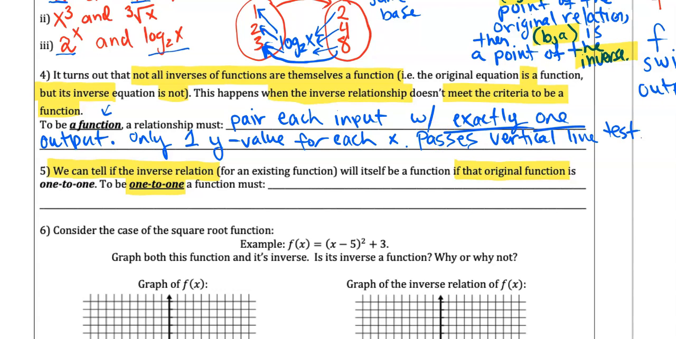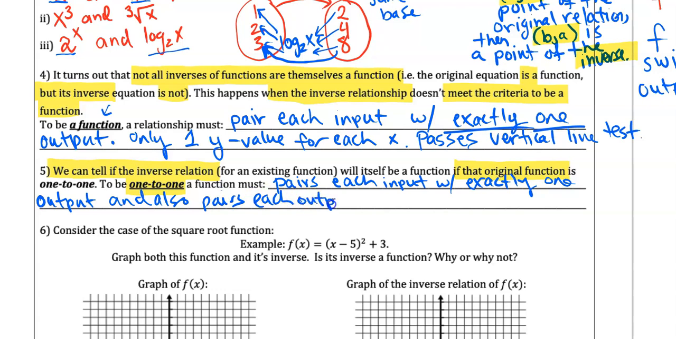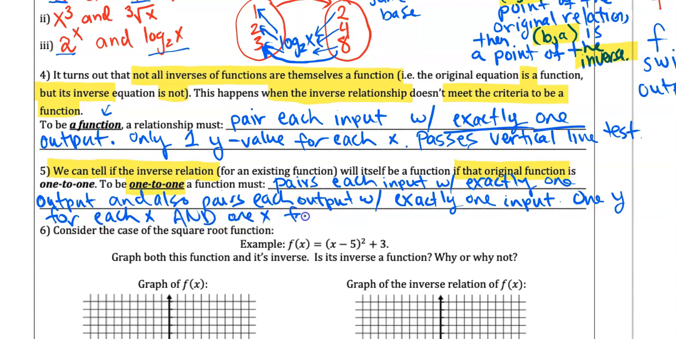So what does it mean for a function to be 1-to-1? It means it pairs each input with exactly one output. So it does that, same thing as a regular function, and also pairs each output with exactly one input. So in other words, it works the other way too. That means one y for each x and one x also for each y.